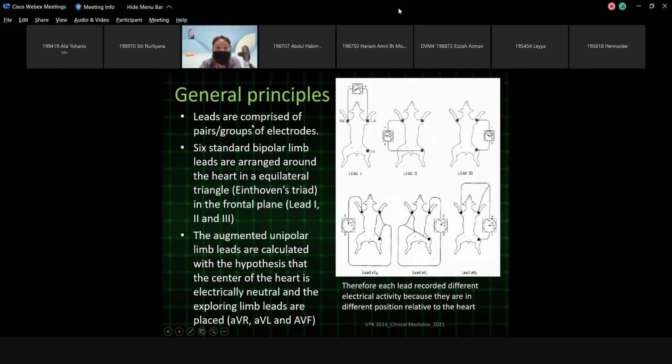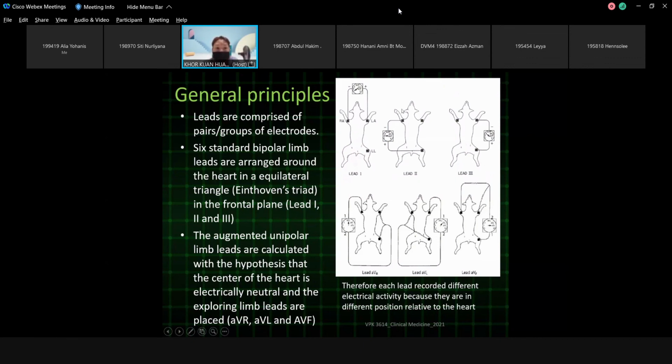Okay, now leads are comprised of a pair or groups of electrodes. This one, like that one, lead 1. Like that, lead 2. This one is an electrode, but if it's already two, like this, then you call this leads. So lead 1, lead 2, lead 3. Lead 1 is right arm, left arm. Lead 2 is right arm, left hind. Lead 3 is left arm, left hind.